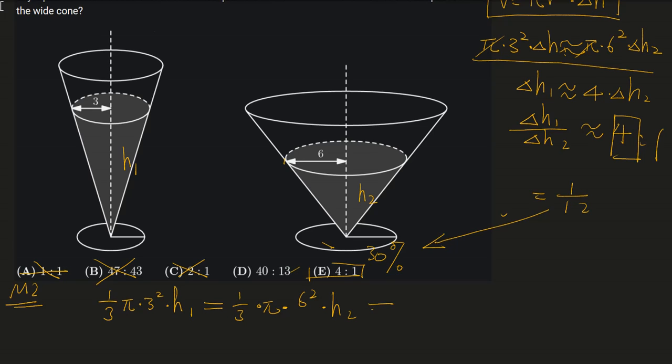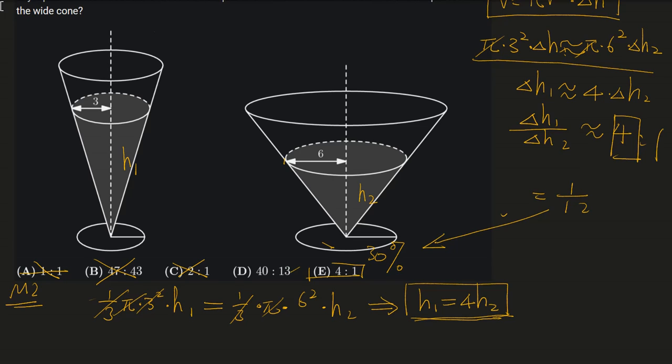And we can easily simplify this to h1 equals 4 times h2, right? We cancel out this 1/3 and the pi, and we cancel out this 3 squared with this 6 squared. Therefore, we have h1 equals 4 times h2. And from here, do you recall what we said in the first method? Because intuitively, this 1 to 4 shall be our answer. But we are not done yet. This is just another piece of evidence that proves our intuition.